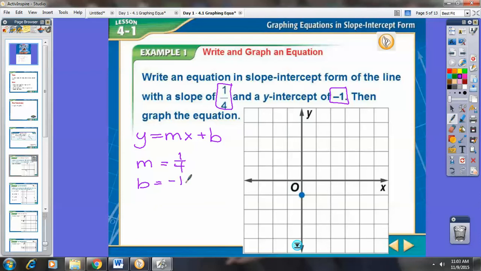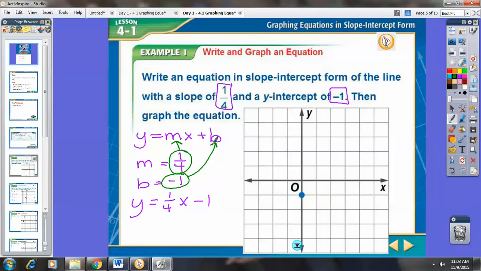So now that we know our slope and we know what our y-intercept is, we can write our equation. Y equals 1/4 x minus 1. To write my equation, I took 1/4 and I substituted in for m, my slope, and I took my y-intercept of -1 and I substituted in for the y-intercept, b.